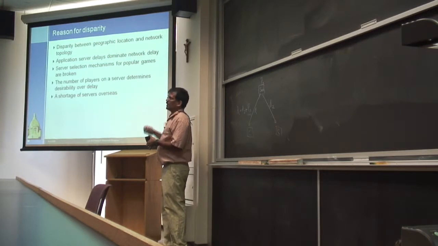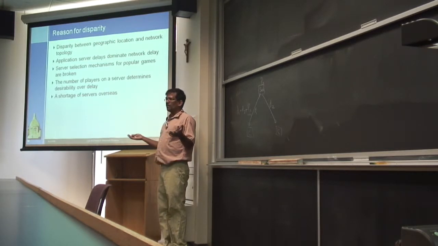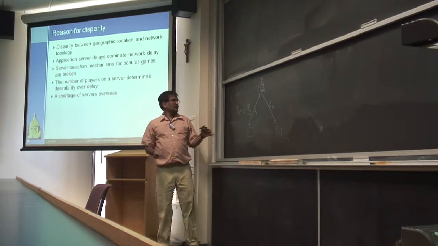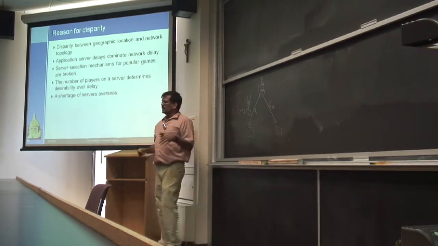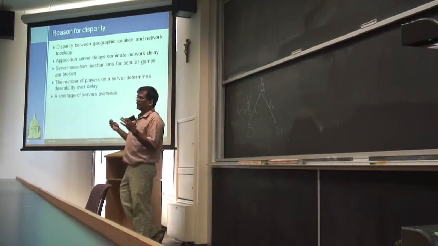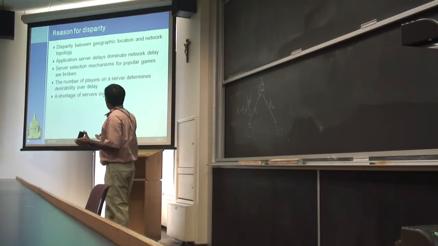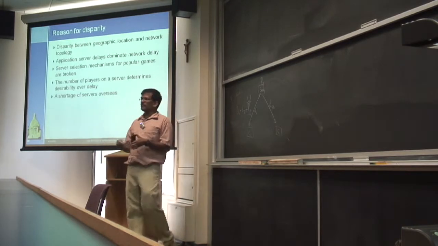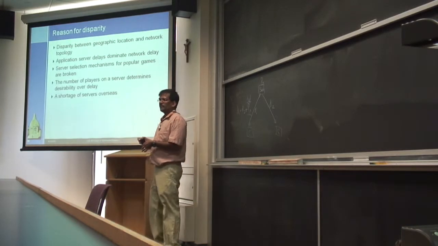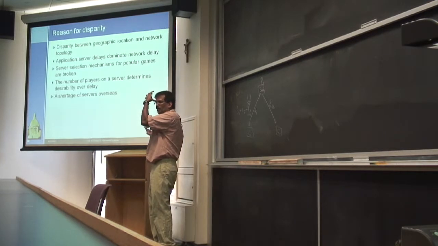And maybe the other reason is the number of servers. The number of servers in a server may affect the processing cost. So users may be choosing something based on the number of servers. The last one is maybe there's not that many servers overseas, so they're forced to come here, right? Their data does not show any of those things.